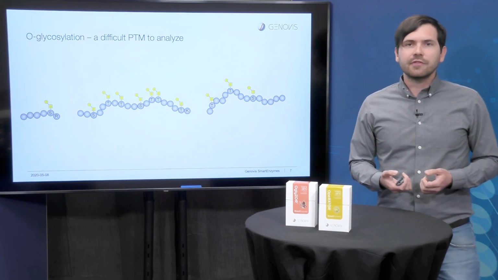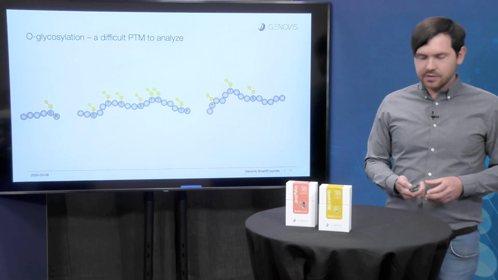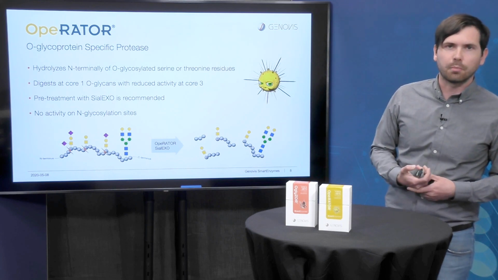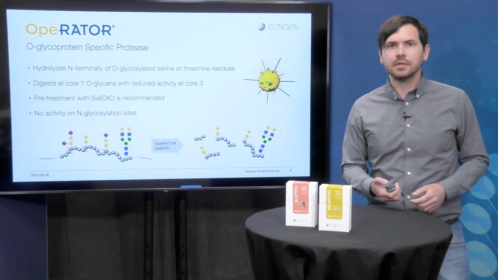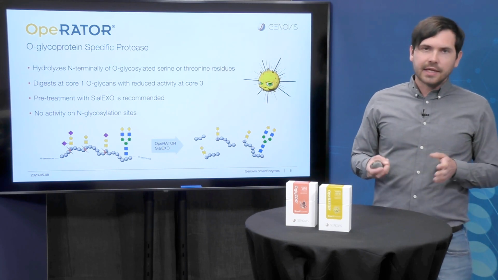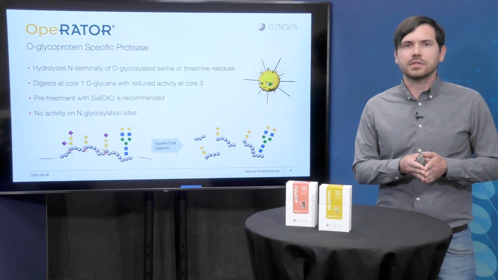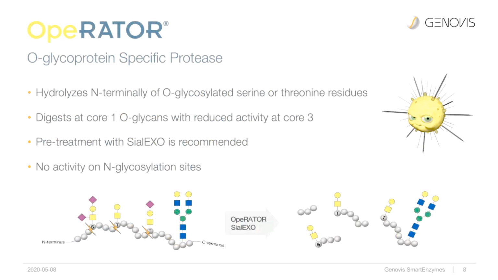Using other, more unspecific proteases then makes data analysis harder, so Genovis offers another option, and that is one of our smart enzymes called OpeRATOR. It is an O-glycan specific protease, which means it will digest N-terminally, specifically N-terminally to O-glycosylated serine or threonine residues. It doesn't cut unglycosylated serine or threonine residues or next to N-glycans.